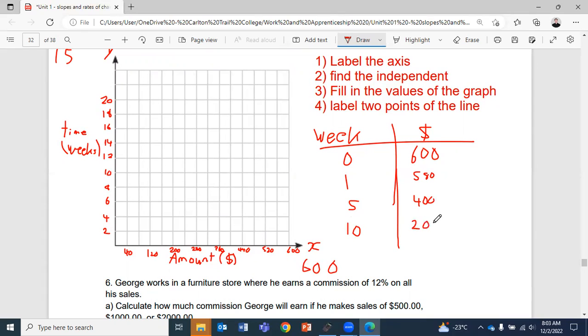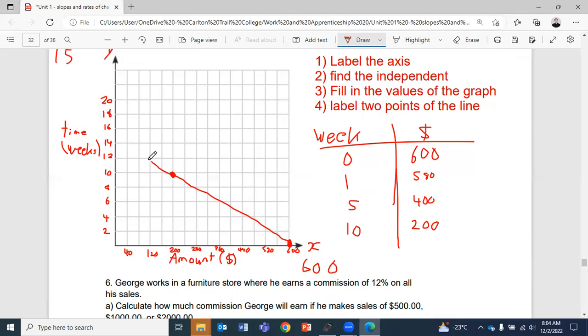So let's deal with a big value here, and let's go with the small value. On week 0, down here, I'm going to owe $600. So this is point 1, week 0 and then $600. And then on week 10, I'm going to owe $200. I now have 2 points that I can connect with a ruler.